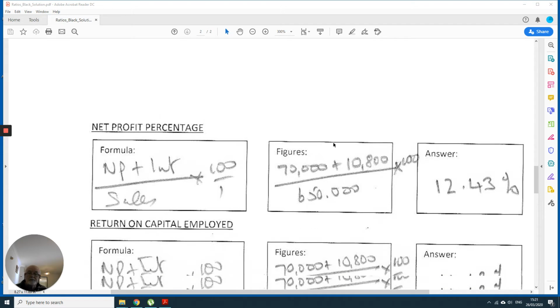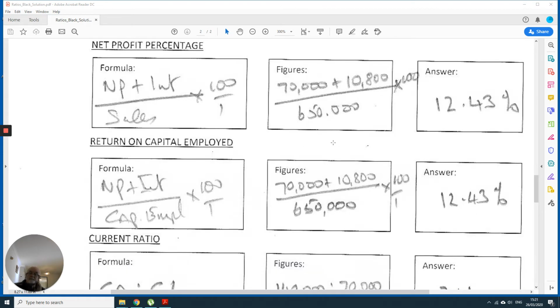And our net profit percentage, like we did in the last example, the formula is the net profit before interest and before tax, NPBIT it's called sometimes. And you get that by adding your interest back to net profit. That's why we say the formula is net profit plus interest over sales by 100 over 1.